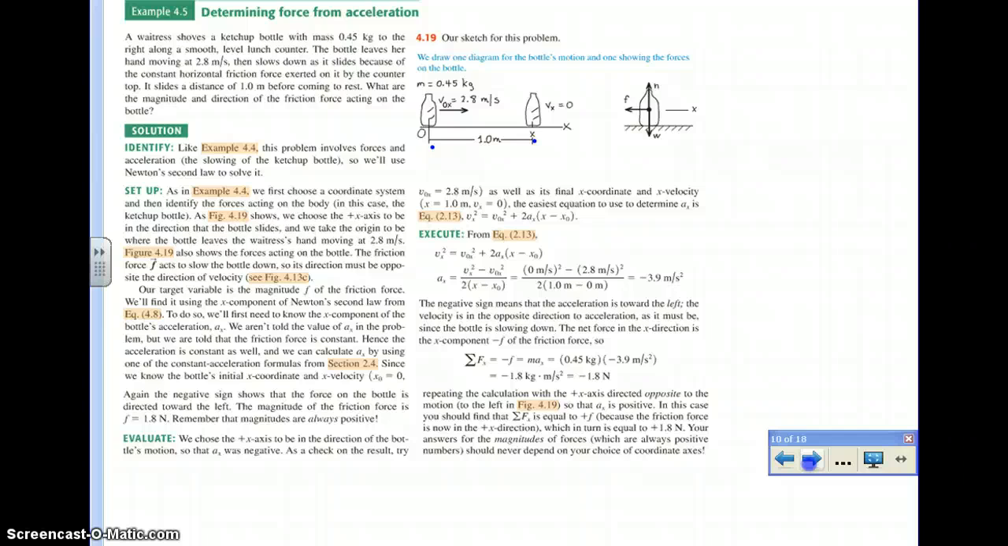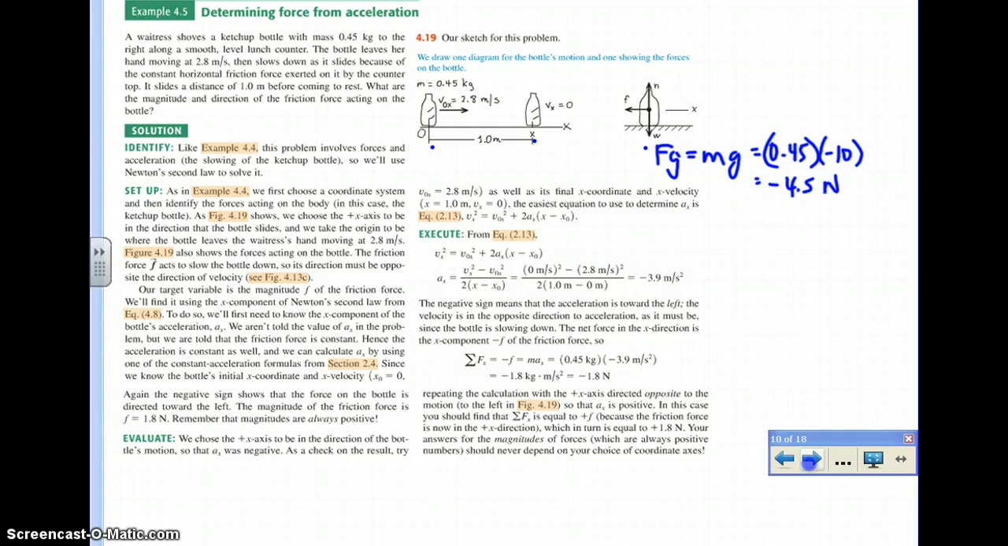Well, we know that the free body diagram is going to show that the weight, the force of gravity acting on this, is just going to be the mass times the acceleration of gravity. They told us the mass is going to be 0.45, and we know the acceleration of gravity is about -10. So it's going to be about 4.5 newtons downward.